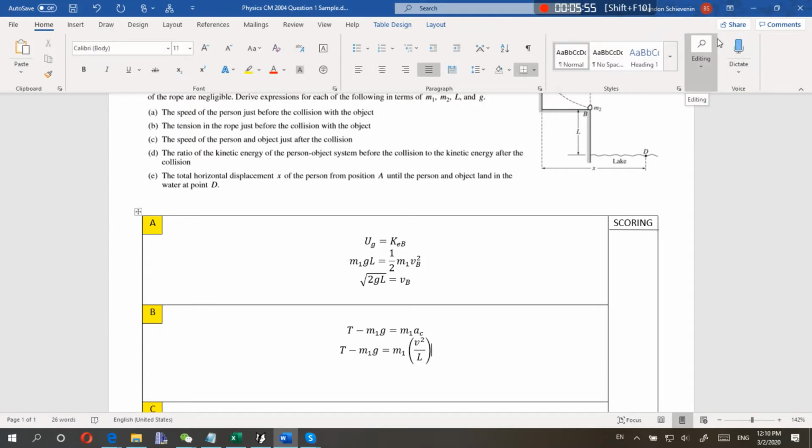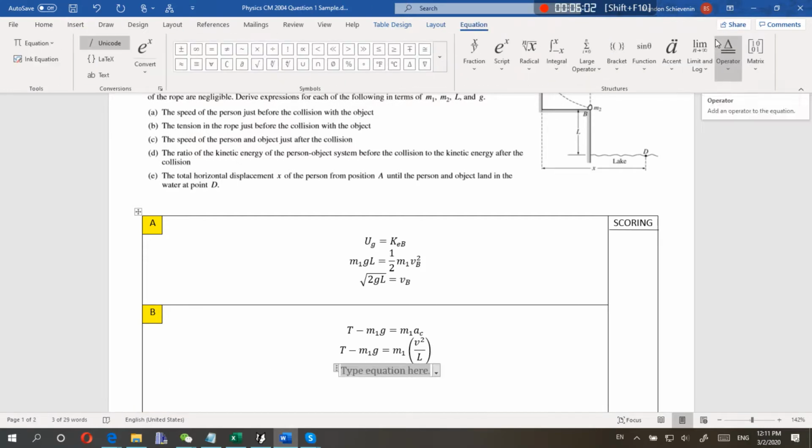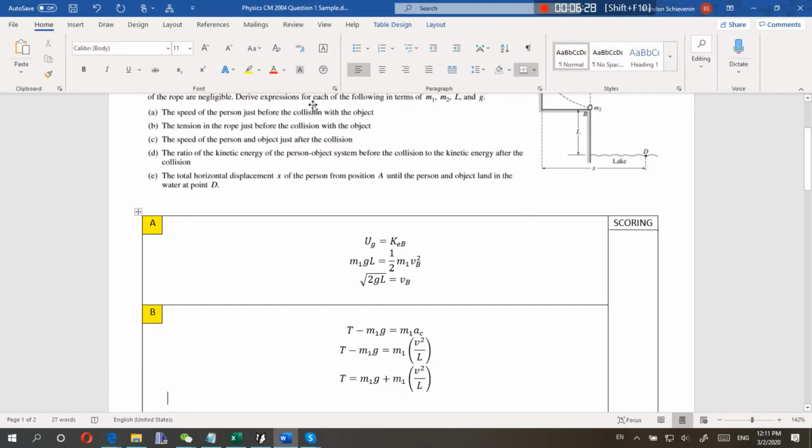Okay, and we are solving for the tension. So what do I have to do? We just add M1G to both sides. Okay. Am I done, or do I have more to do? We're done. Okay, so I would be done, except we have to have every expression in terms of M1, M2, L, and G. And right now we've got an extra variable. So I can't have a V in my equation.